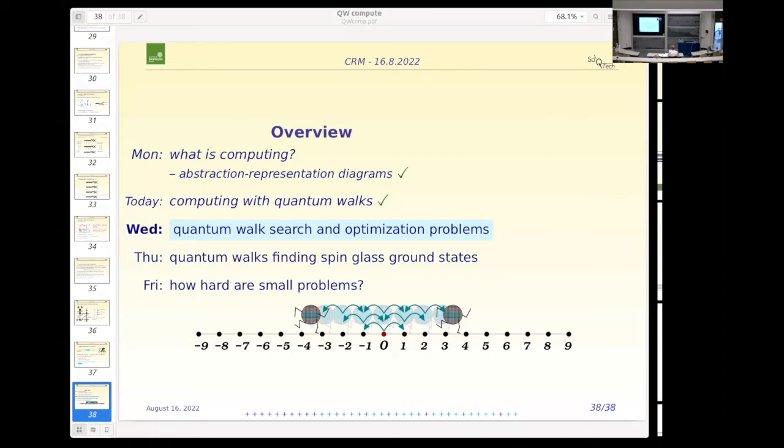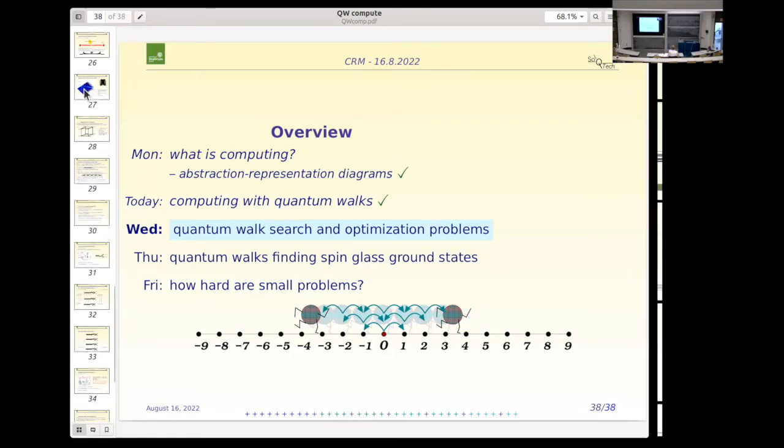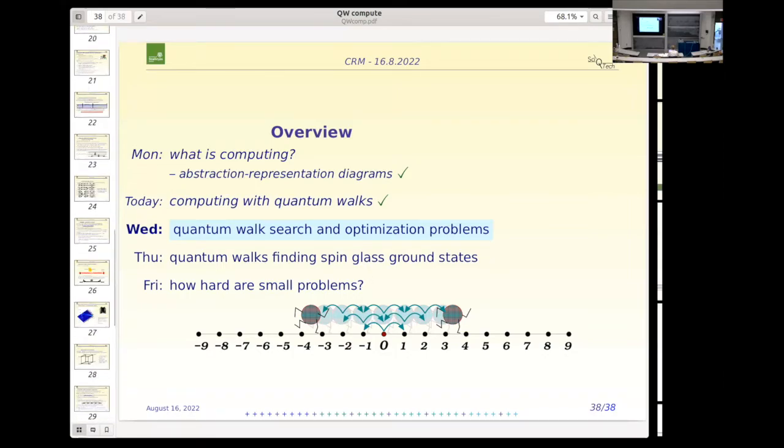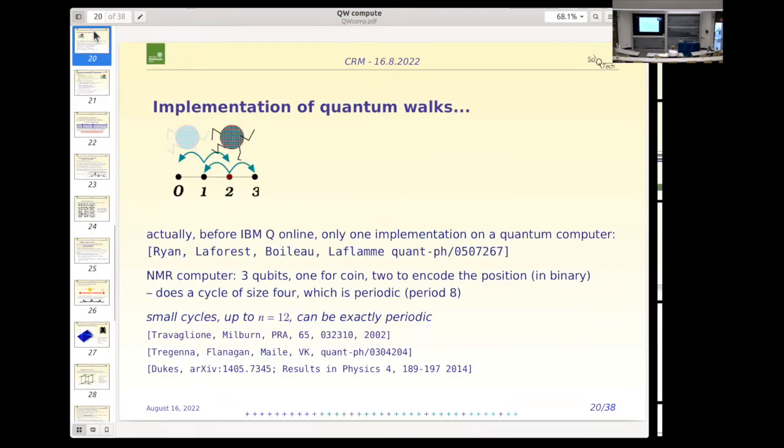I'm Ada. I have a very naive question. So on slide 20, you mentioned the periodicity of the walk. My question is, what's the significance of periodicity in terms of computation?